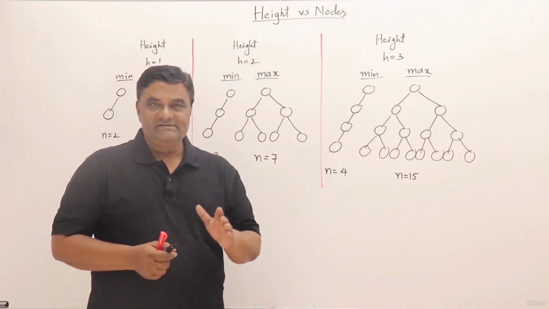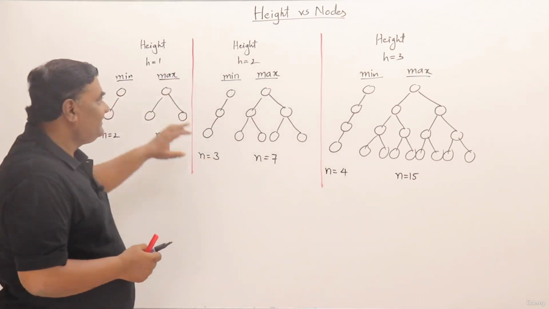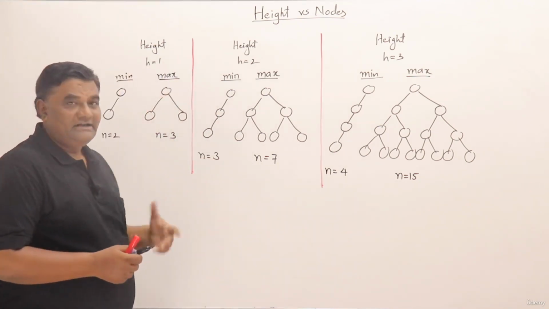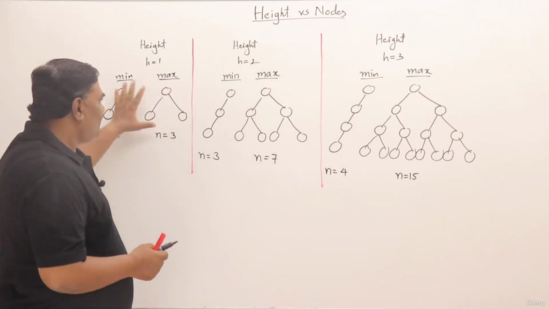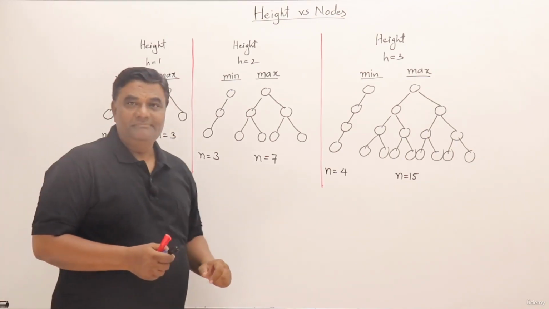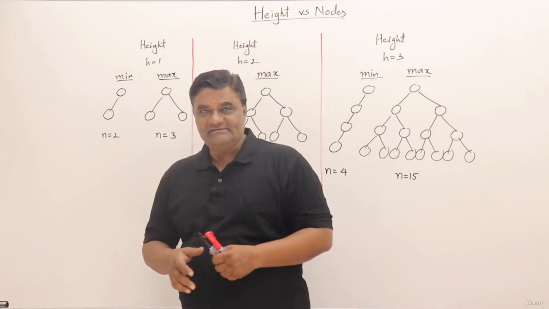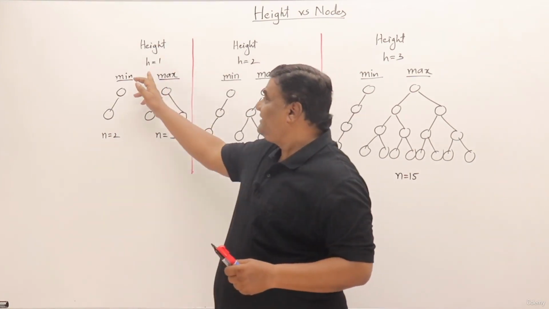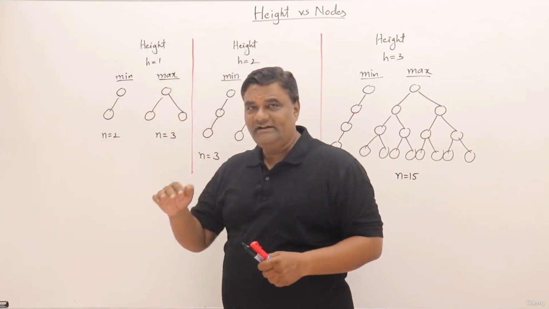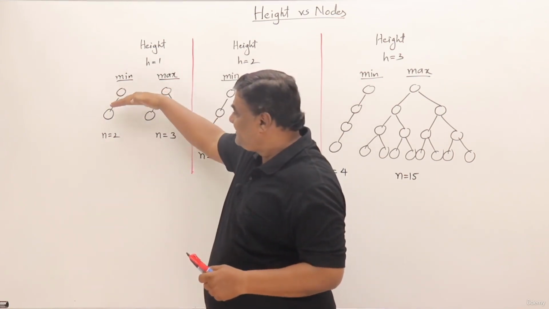So first, let us learn if height of a binary tree is given, then what could be the minimum number of nodes? What could be the maximum number of nodes? So already I have taken a few examples. Let us study these examples. Height of a binary tree is given. Height is 1. So height starts from 0, right? So this is 0 and 1.